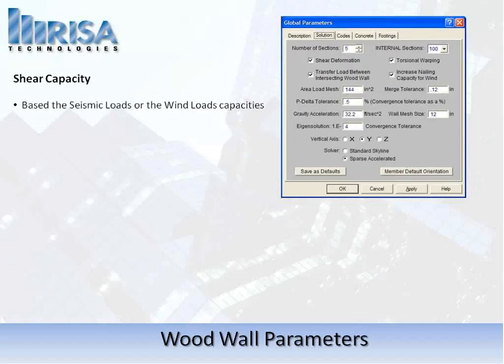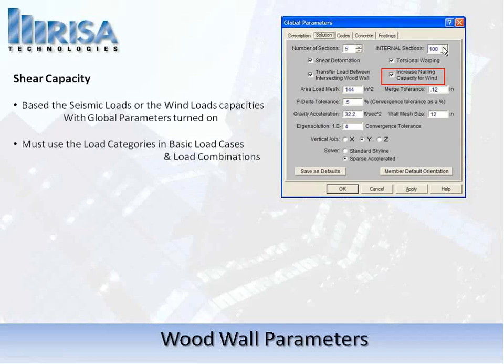Okay, shear capacity. So we just did mention that we have that column in there for shear capacity, and those are going to be based on seismic loads or wind load capacities. And it makes a difference. Okay, we have this checkbox in the global parameters that says increased nailing capacity for wind. So if you have that checked on, then we're going to actually do that wind capacity increase for you. If you don't want to do that, which is probably not the case for most people, you could uncheck that. But the program is defaulted to have that checked on for you.